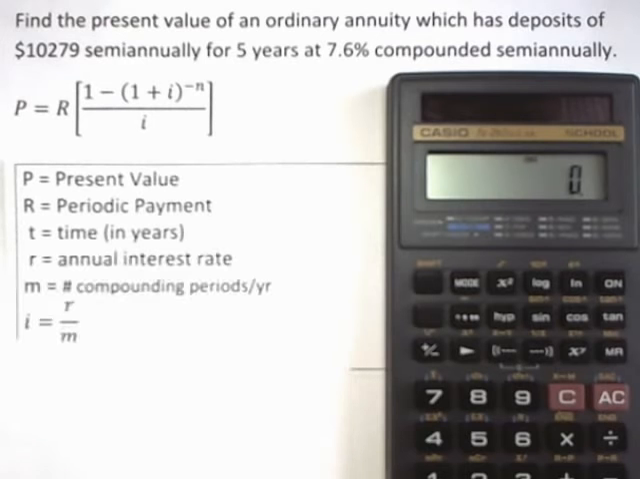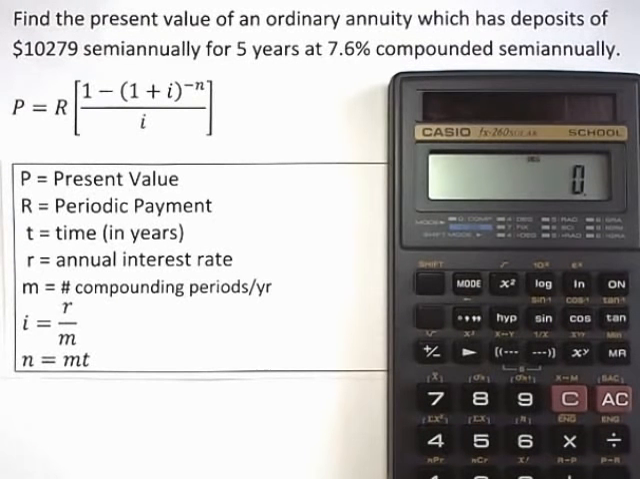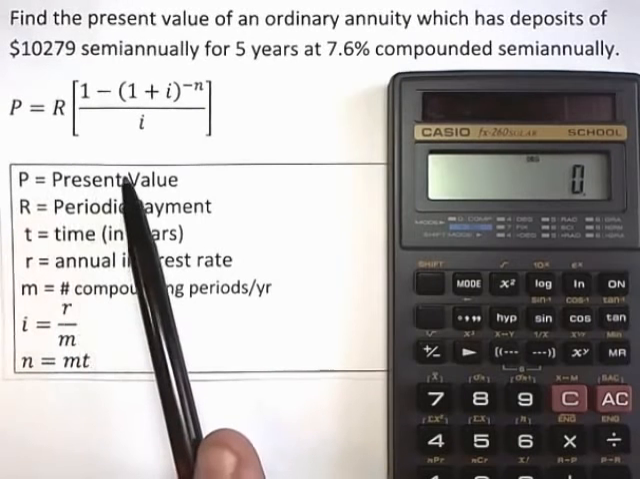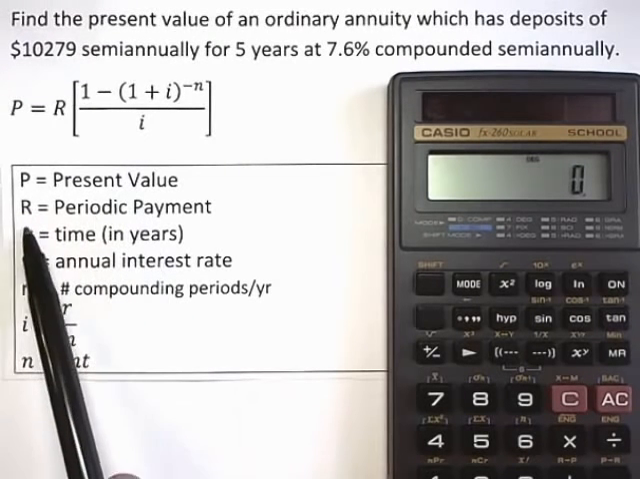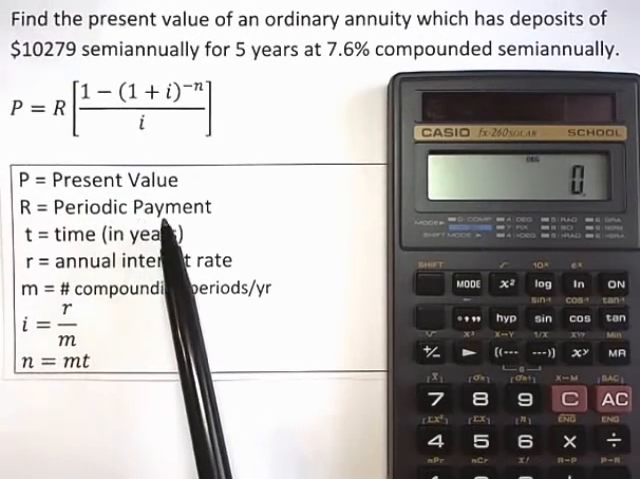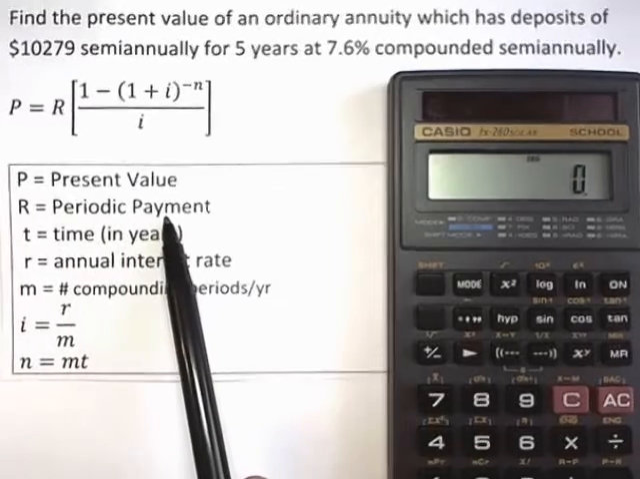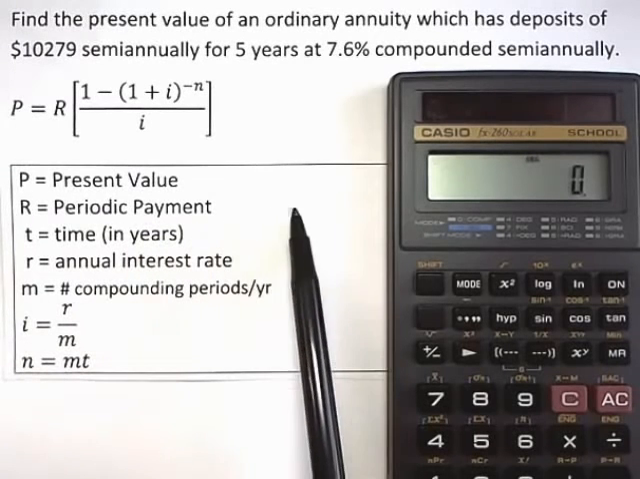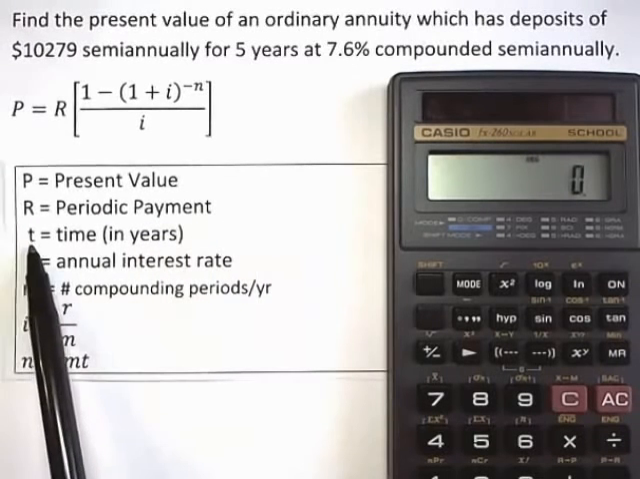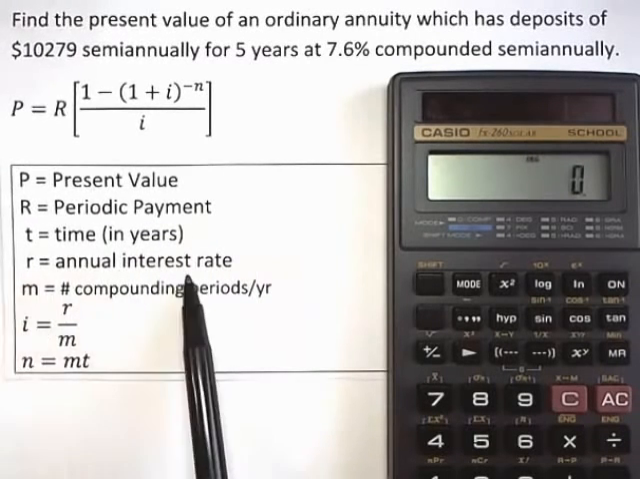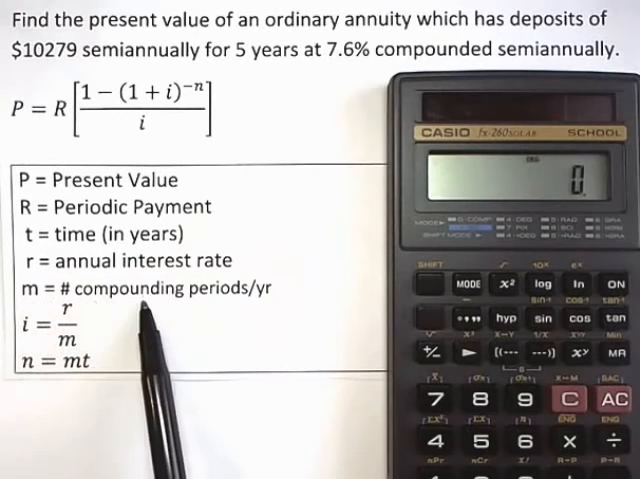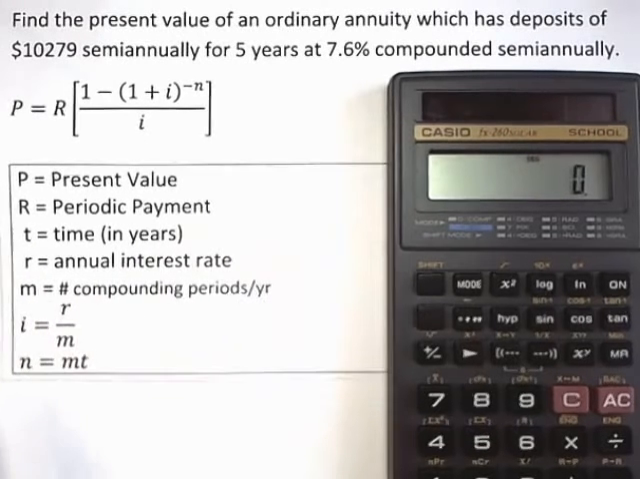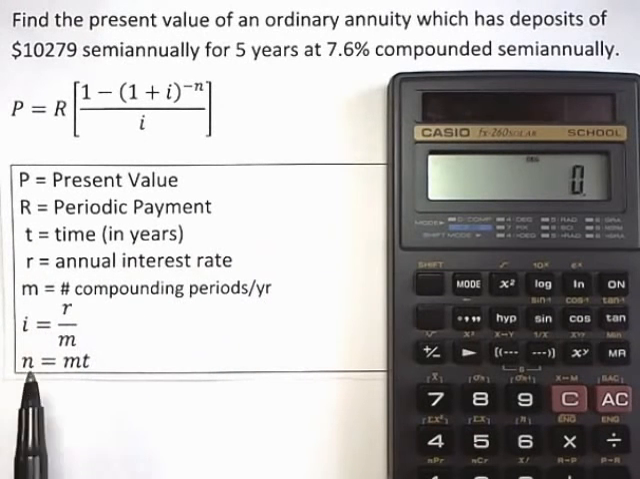Now, these are all the letters used in this formula. Capital P is the present value of the ordinary annuity. Capital R is the periodic payments, the amount you make payment on periodically throughout the term of the annuity. Little t is the time in years, little r is the annual interest rate, little m is the number of compounding periods per year. You have to calculate little i as little r over little m, and little n is little m times little t.